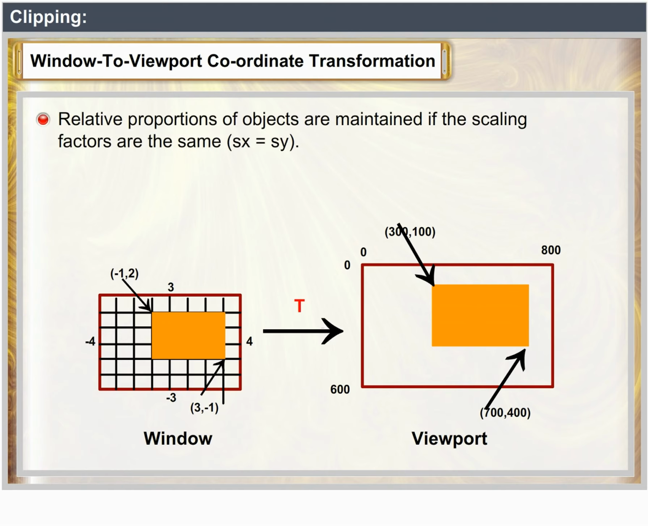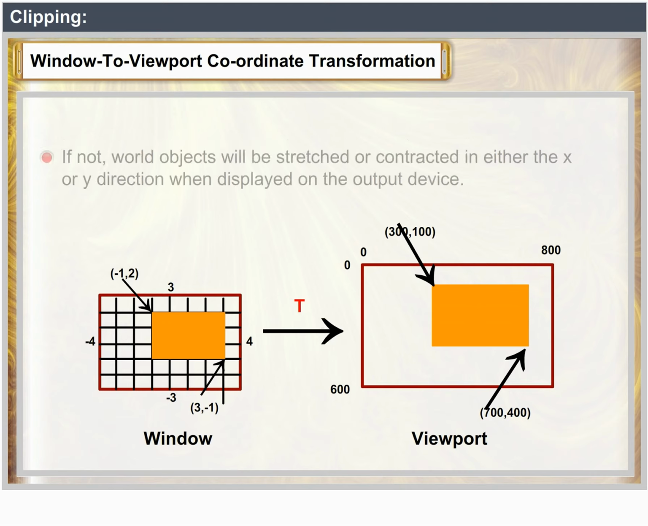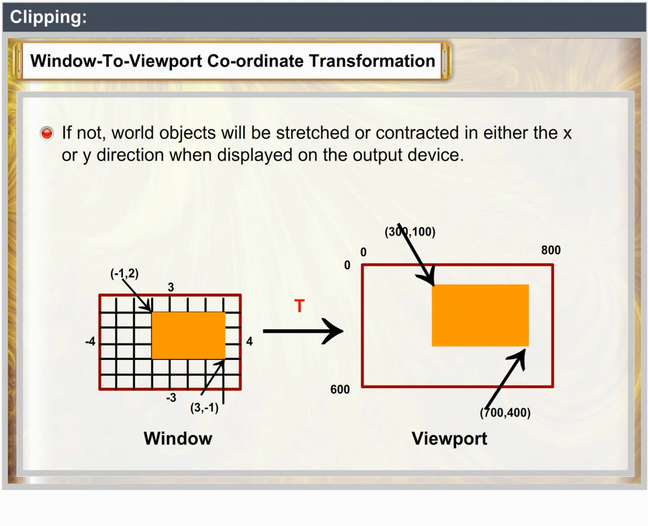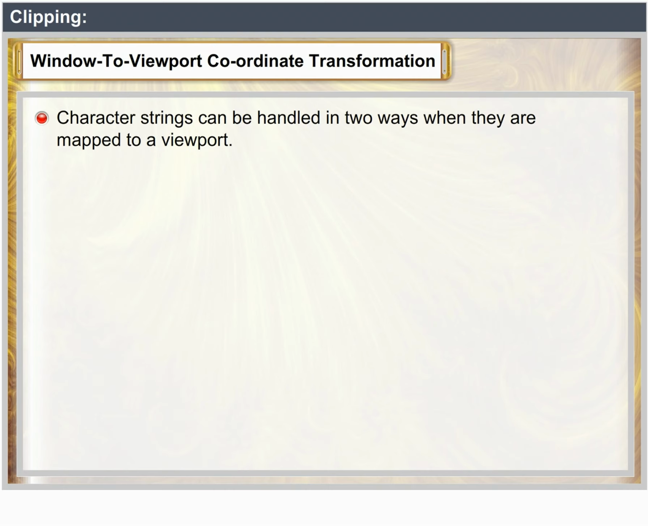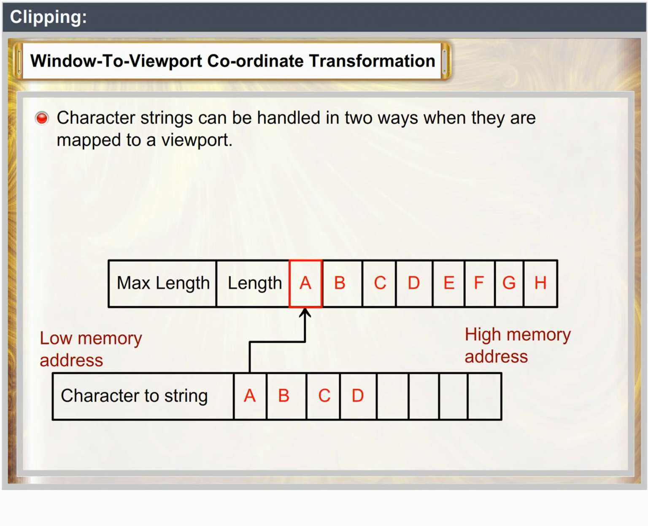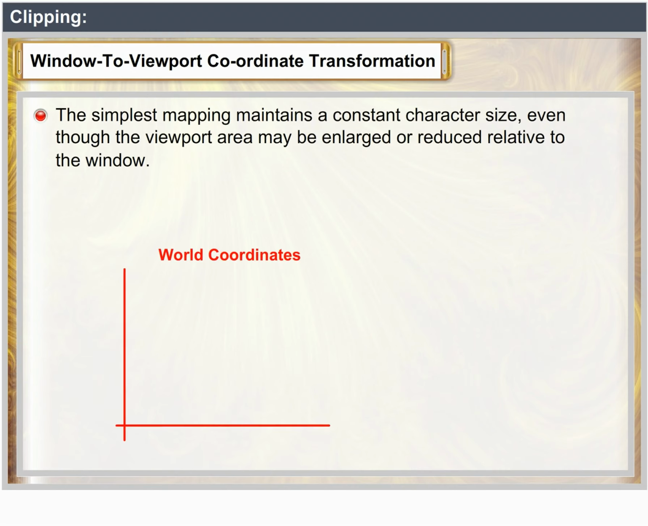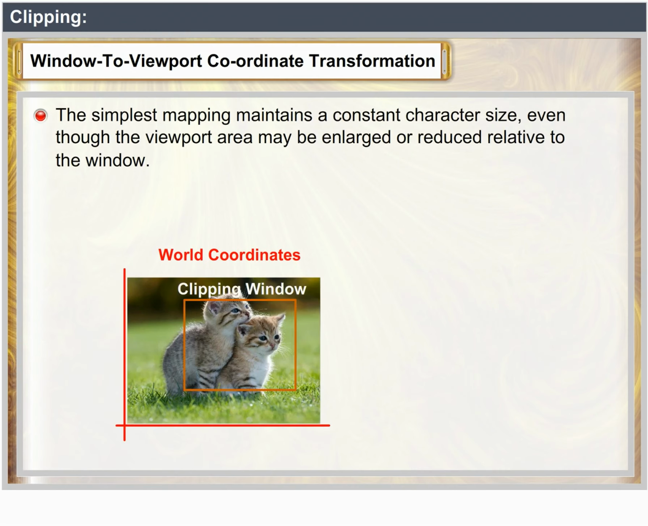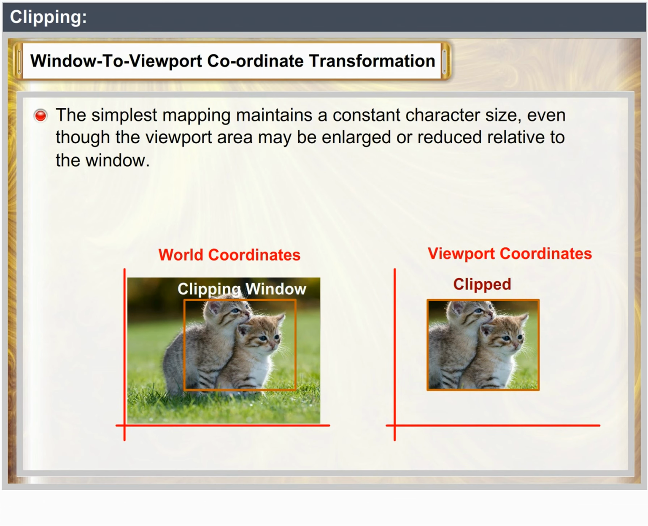Relative proportions of objects are maintained if the scaling factors are the same, sx = sy. Otherwise, world objects will be stretched or contracted in either the x or the y direction when displayed on the output device. Character strings can be handled in two ways when they are mapped to a viewport. The simplest mapping maintains a constant character size even though the viewport area may be enlarged or reduced relative to the window.